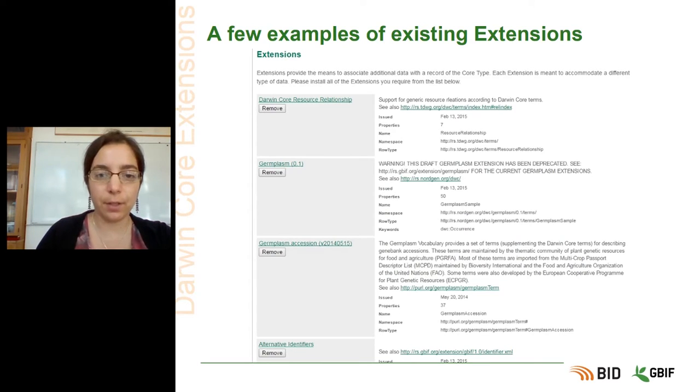So here you will have a page with a few examples of existing extensions. As I was saying, you can see here different kinds of extensions such as Darwin Core resource relationship, or an extension for adding information about DNA or alternative identifiers. So you really have to check the list of extensions, and it's probable that you will find an extension that already exists for your needs.